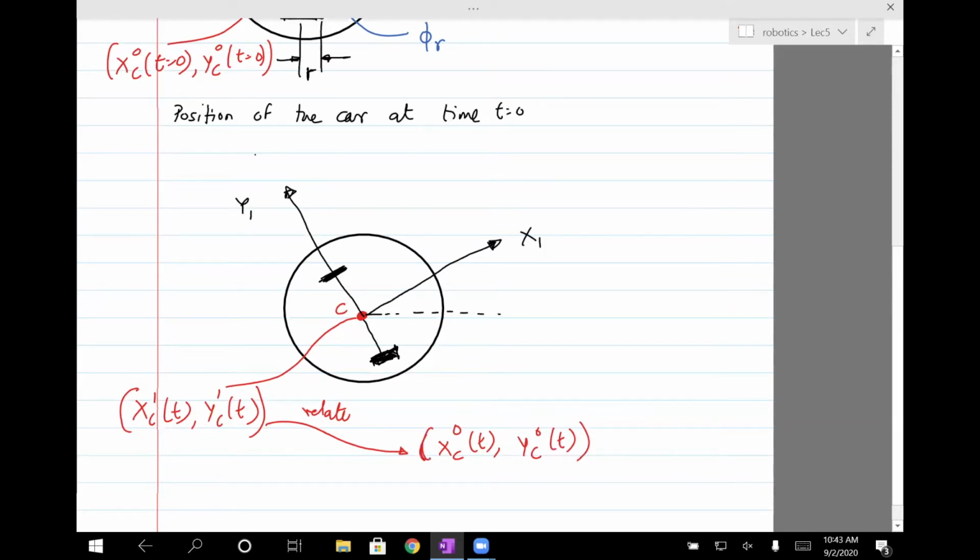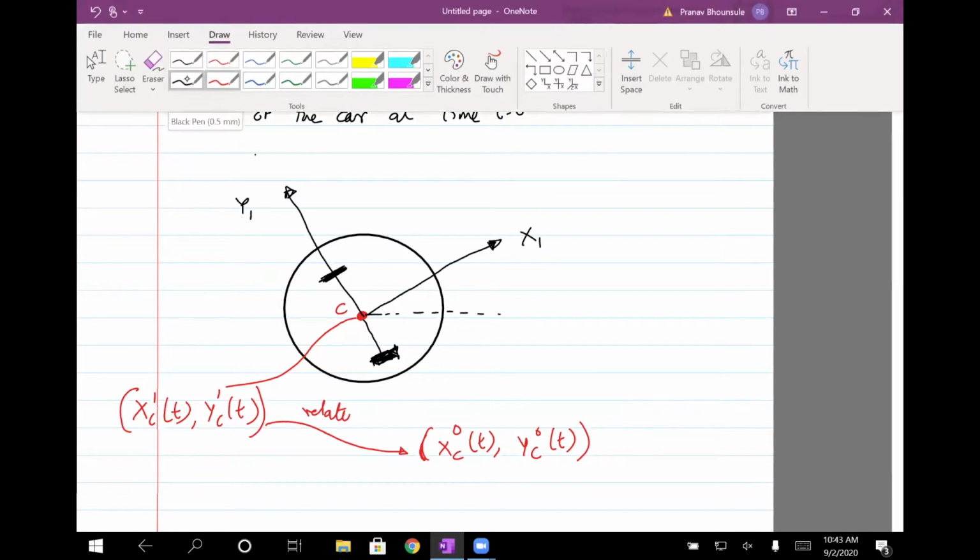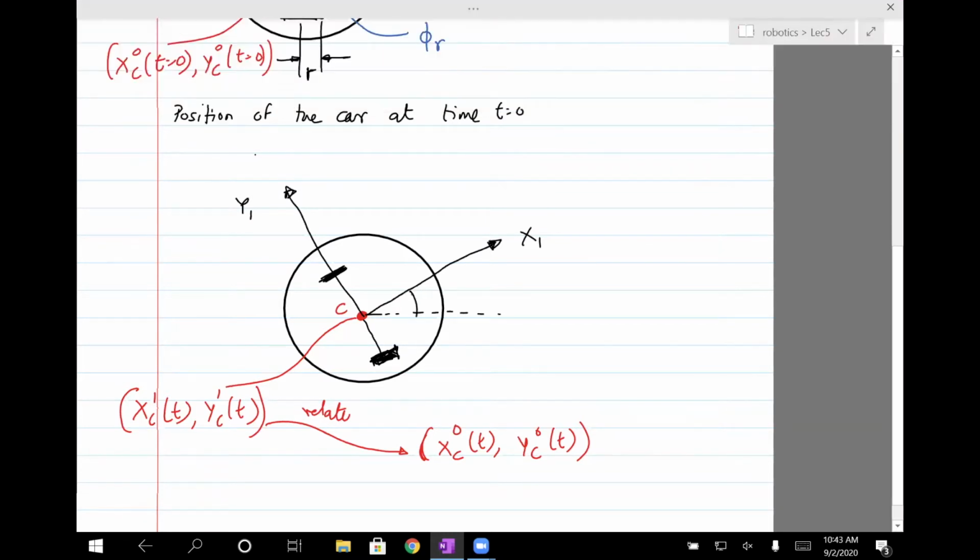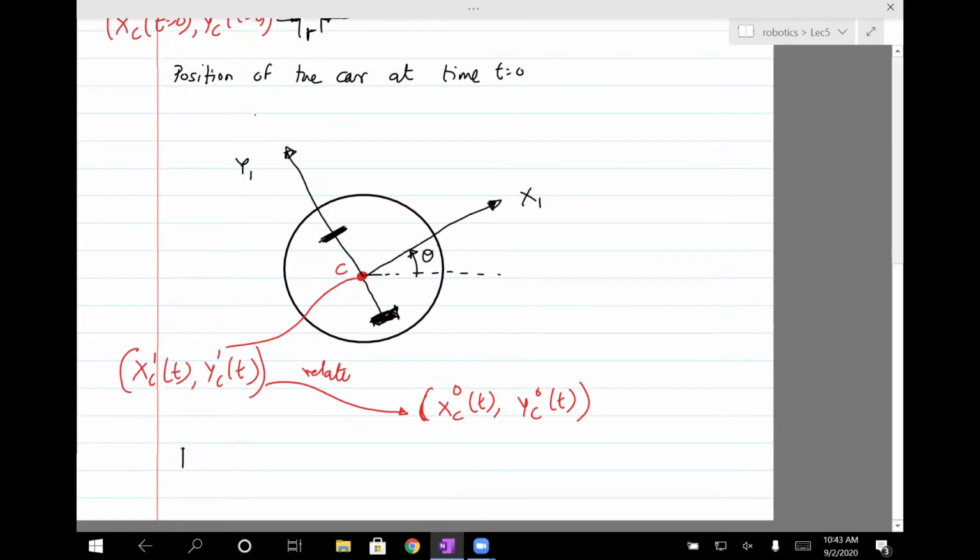Okay, so this is the position of the car at some different time t, and let's say that the angle which the heading of the car makes with the horizontal is theta. So this is the position of the car at time t.